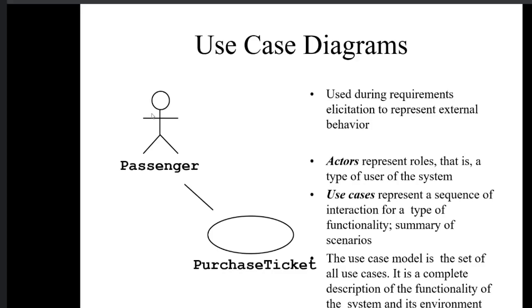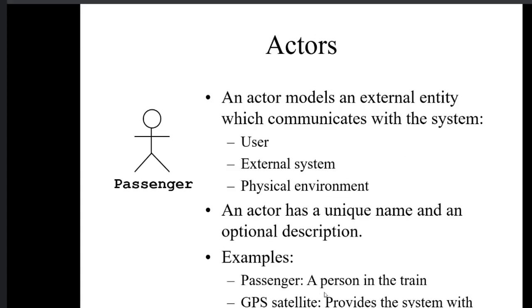But here what you have to understand is these are the actors or the external users who will interact with the system. And while interacting, they will try to use some functionalities. These functionalities will be represented in this oval. Okay. The use case model is a set of all use cases. It is a complete description of the functionality of the system and its environment.